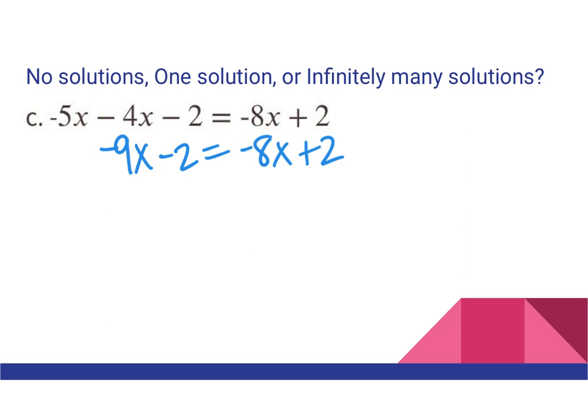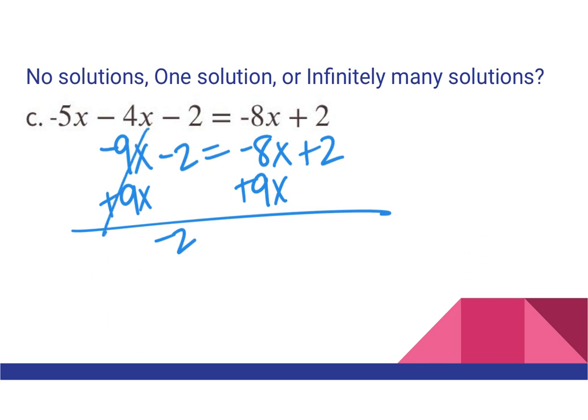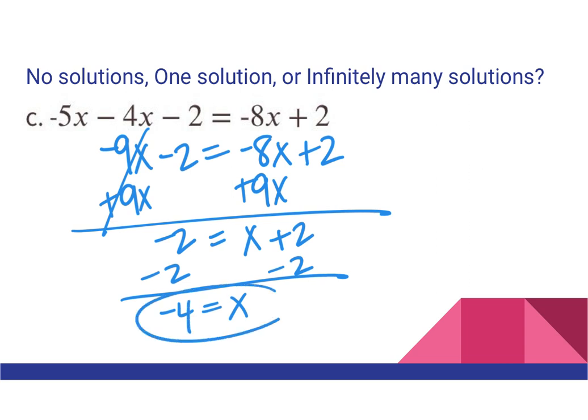And I'm going to keep combining, so I'm going to add 9 to both sides. So that's going to give me 0 x terms on the left is equal to 1 x term on the right plus 2. Then I'm going to subtract 2 from both sides, and I get x is equal to negative 4. Now remember, we can check our solution to make sure that we're right.